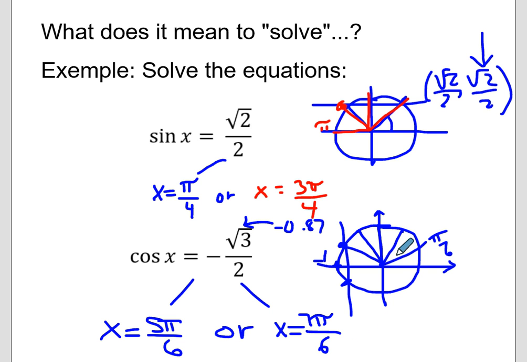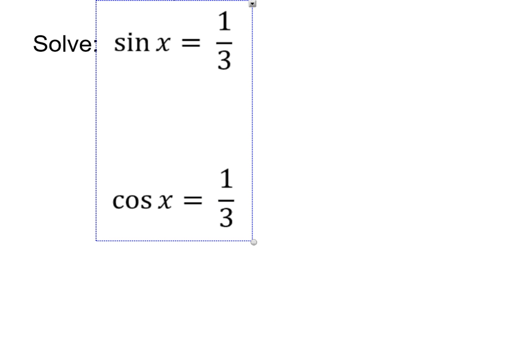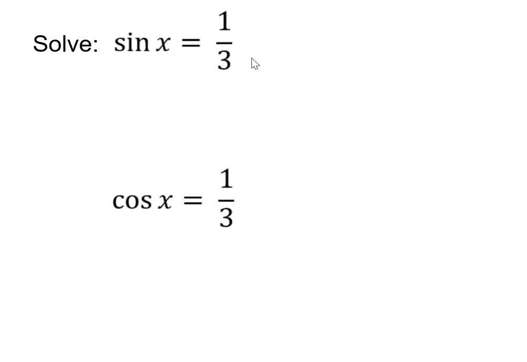Now I can hear you telling me, well, this is easy because these points are the ones that we know, but what if it's a point that we don't know, right? So what if you have to solve for sine of x is equal to 1/3?